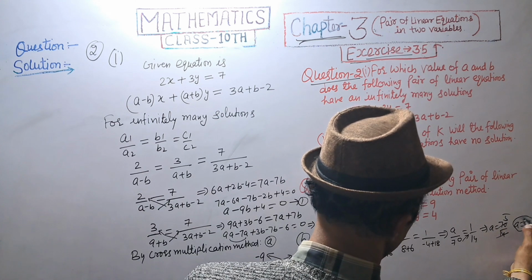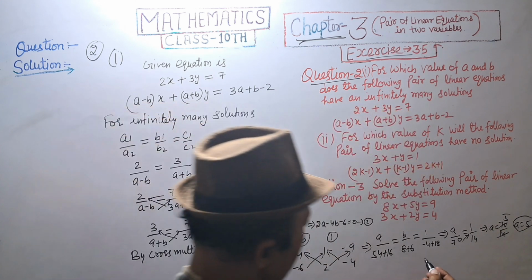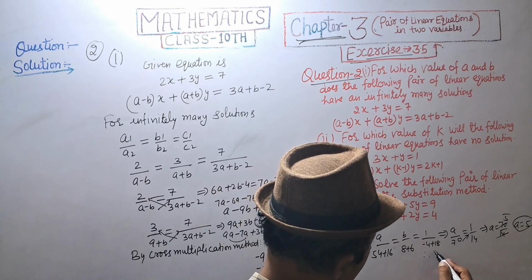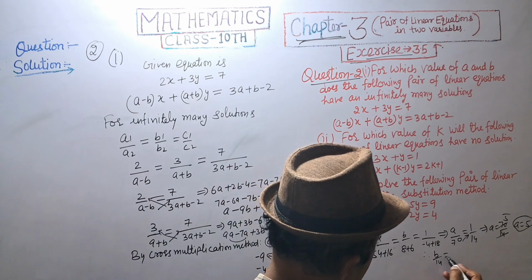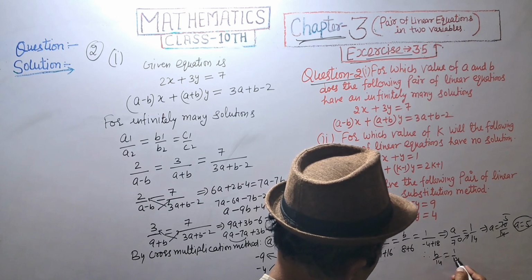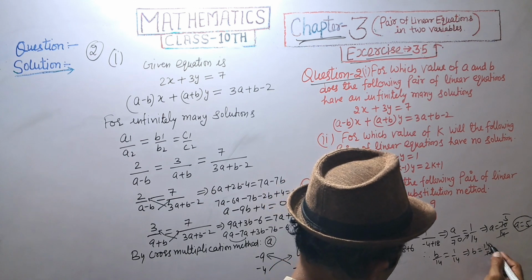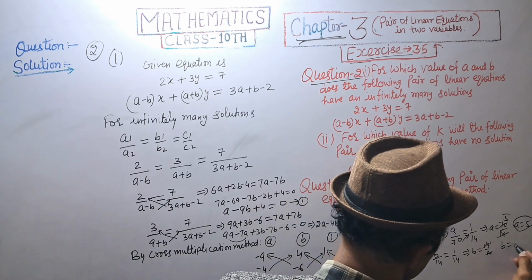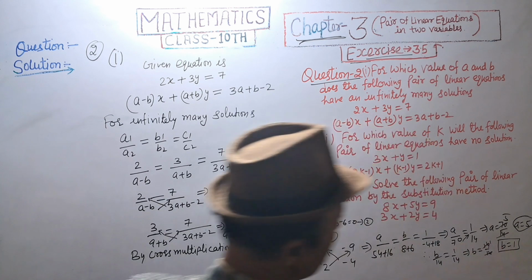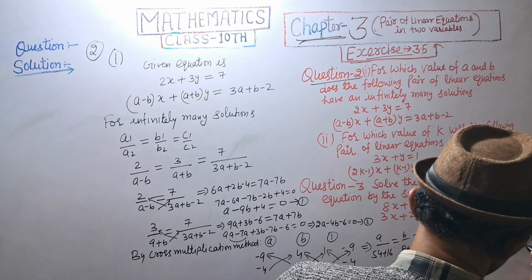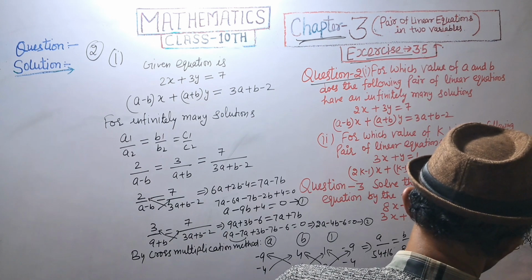Value of a equal to 5 and b upon 14 is equal to 1 upon 14. This implies b is equal to 14 upon 14, 1. b is equal to 1. A is equal to 5, b is equal to 1. Answer.